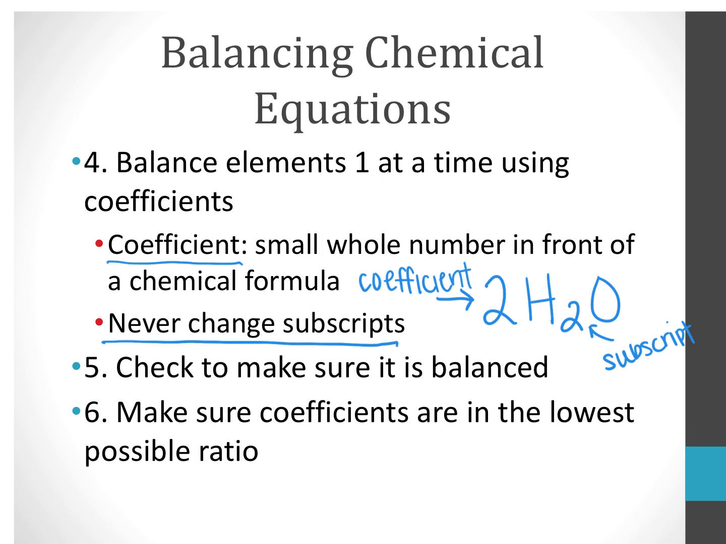And then once we think we're balanced, you're going to double check. Just make sure if you have 5 hydrogens on the reactant side, you have 5 hydrogens on the product side. And then finally, the coefficients have to be in the lowest possible ratio. And of course they have to be whole numbers. Can you have a fraction of an atom? Right. Okay. So it has to be the lowest whole number ratio. That means if you can reduce your coefficients, then you have to reduce them.